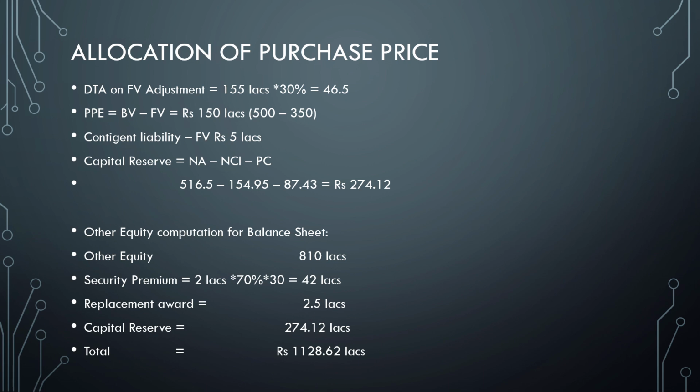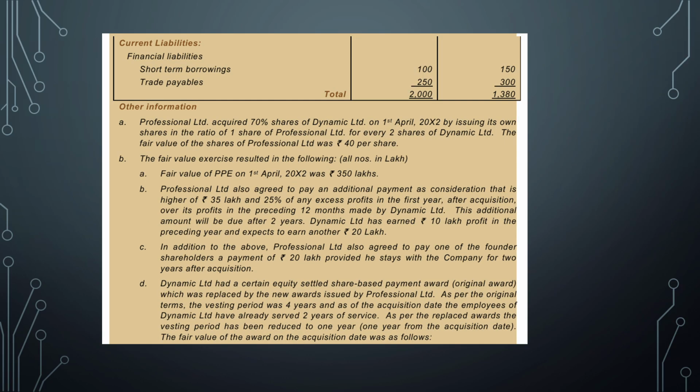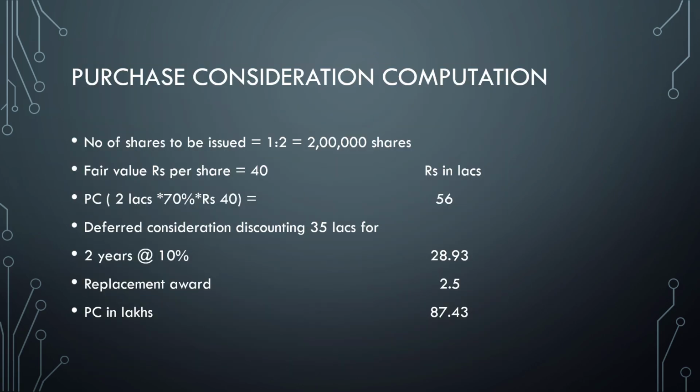So now allocation of purchase price. So DTA and fair value adjustment. Only in case of PP, there will be a difference, because the PP as on 31st March is, as per the question, fair value of PP is 350 lakhs. So 500 minus 350 will give you 150.